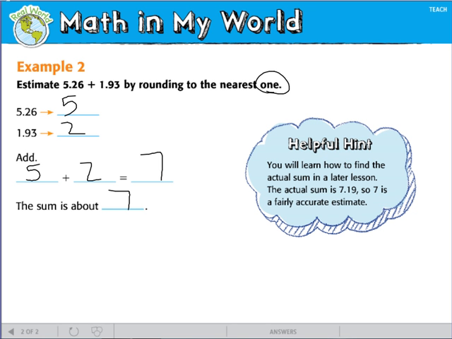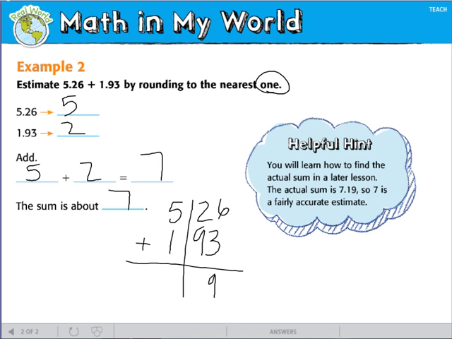Now, later we're going to show you how to actually add the decimals. I like to do this and use this line as my decimal. So we have 5, 2, 6, 1, 9, 3, and then we add them. And wherever the line is, the decimal goes. And we just add like normal. 6 plus 3 is 9. 2 plus 9 is 11. Carry our 1, or regroup our 1. And that gives us 7. So we have 7, and our line is the decimal, 7.1900, like that. Okay? And you guys will see more of that.